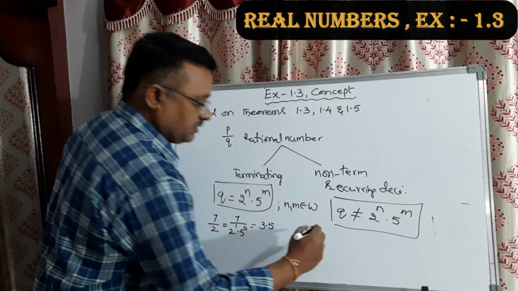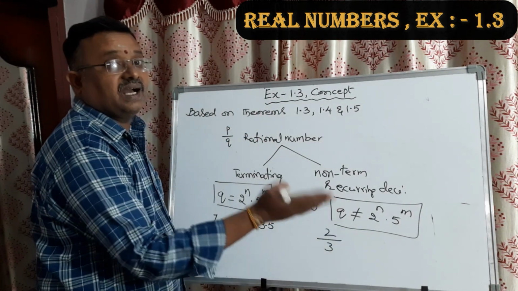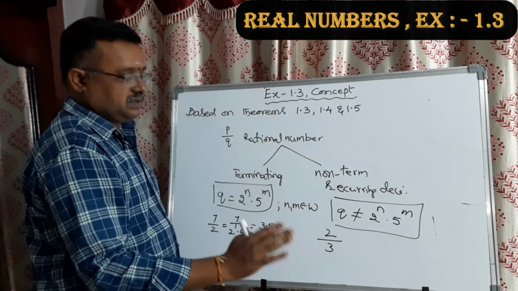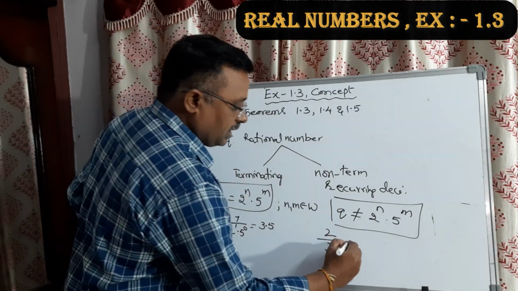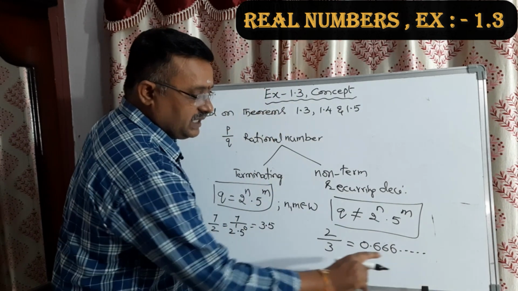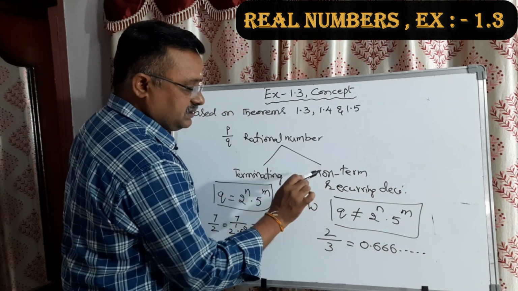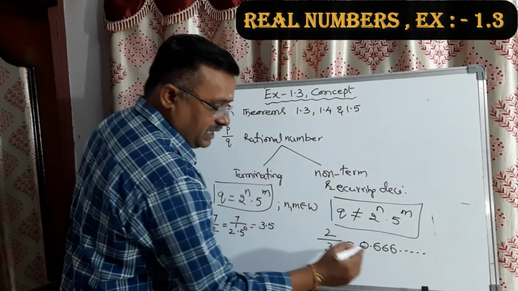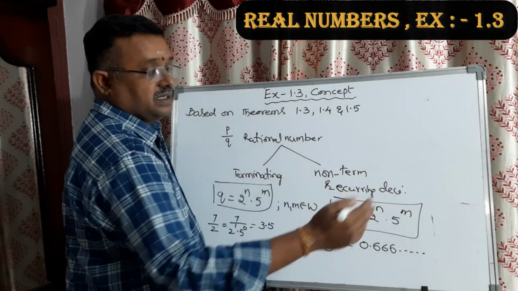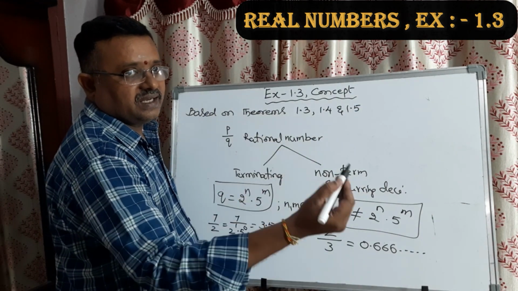What is a simple example for that? Take 2 by 3. The denominator is not in the form of 2 and 5s, it is taking something extra. So automatically its value will become 0.666 and so on. It will not end. If it does not end, that is called non-terminating. And in the decimal part, the digits come repeatedly, 6666 in some numbers, 1 2 1 2 1 2 like that. That is called recurring or repeating.